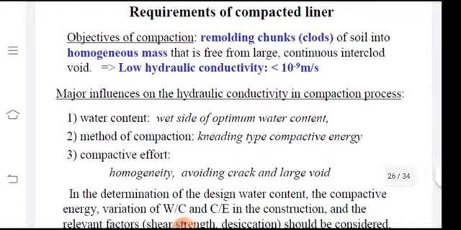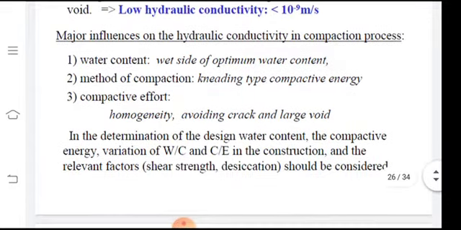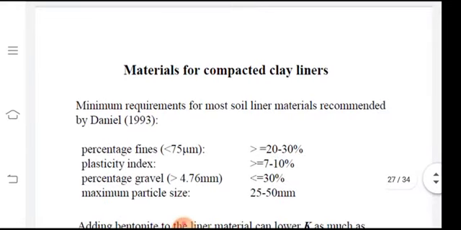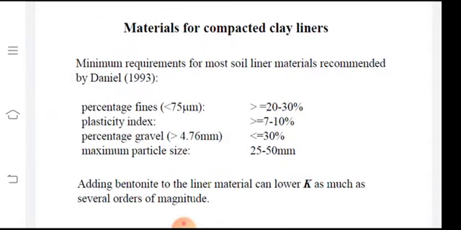The requirement of a compacted liner is that it must have a hydraulic conductivity lesser than 10 to the power minus 9 meters per second. The major influences on the hydraulic conductivity in the compaction process are water content, the method of compaction, the compactive effort, homogeneity, and avoiding cracks and large voids, which is important in having an ideal compaction layer.